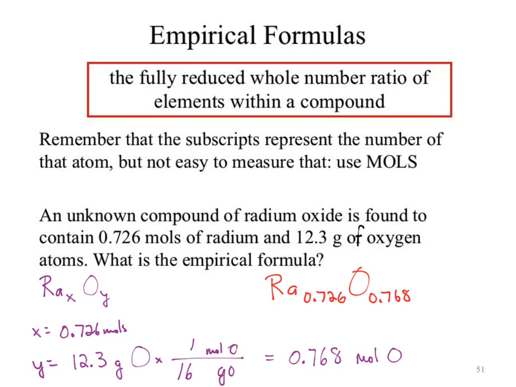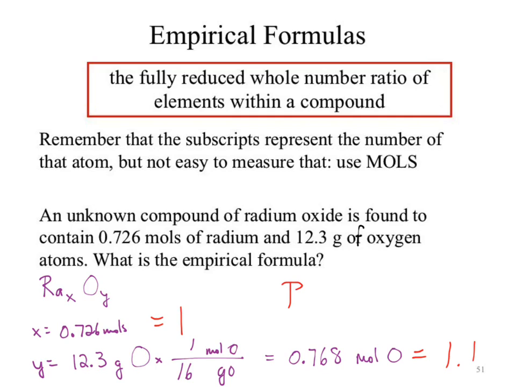What do we want in our formula? Whole numbers. So what do we need to do? Divide by the smallest number. So we'll divide everything by the 0.726, and I end up with x equaling 1, and I would get y equaling very close to 1 and change, right? Like 1 point, maybe 1.